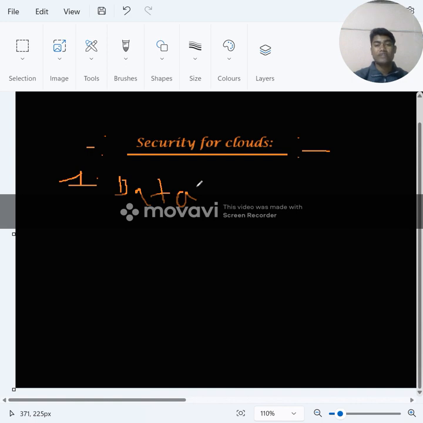Data should be encrypted thoroughly, both during transmission between the user's computer and the cloud provider, which is the easiest and best way, and from both sides, the client side and the service provider, where the data is being stored. So the first security for clouds is data encryption.